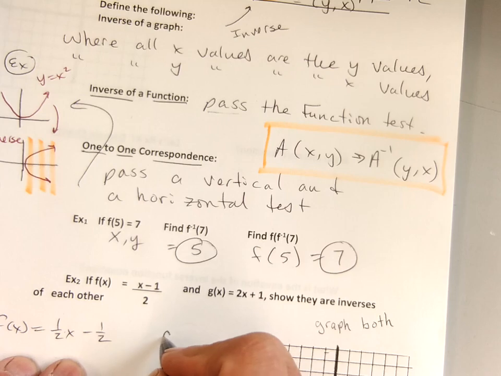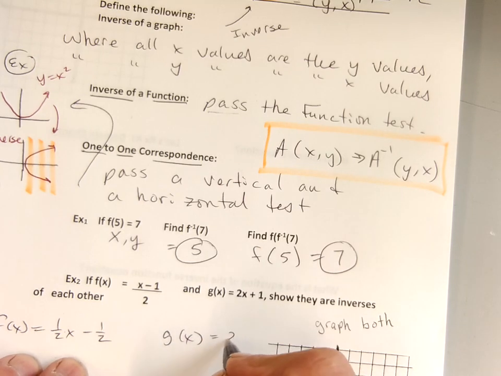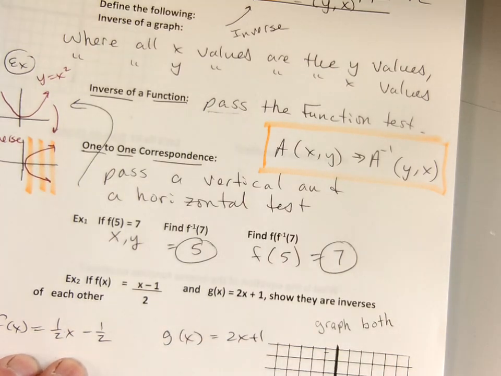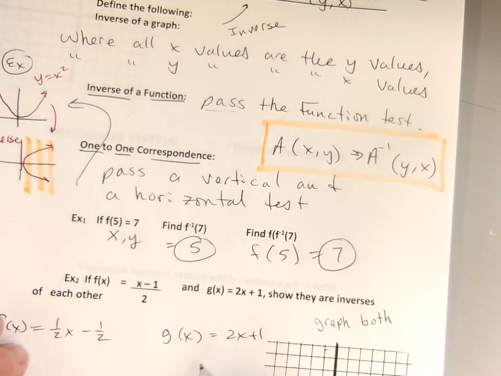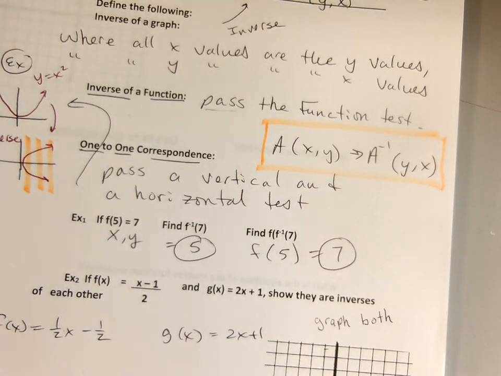And I've got g of x is equal to 2x plus 1, okay? I'm going to graph f of x first. Let me see if I can get a different color. I always like colors. Colors are awesome. Okay, I got a color. Let's put this one in blue.